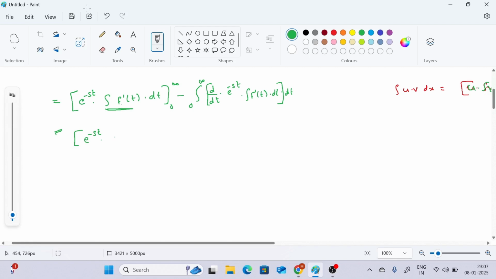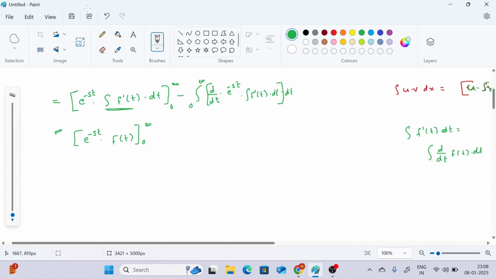out. So we will get f of t, limit 0 to infinity. Let me explain this again. Integration f dash of t dt is equal to integration of d by dt of f of t dt. So integration and derivative are opposite to each other.